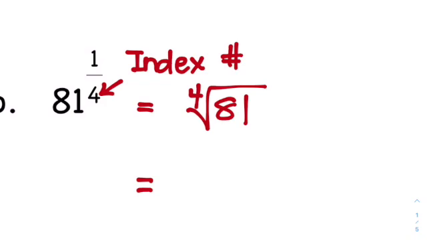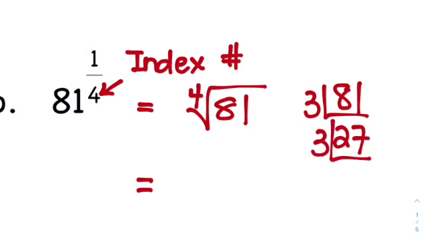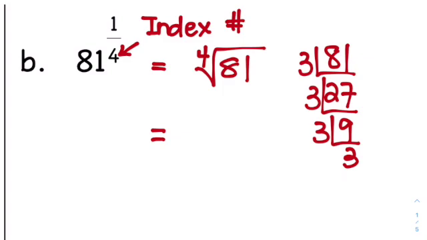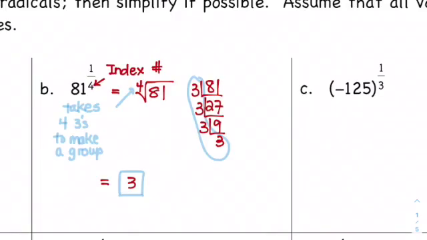So when you reduce this, you can remember 81. If I break it down, 3, that's 27, 3, that's 9, 3, and 3, and therefore there's a group of 4 of them. So it matches the 4 to make a group. So the answer will be just 3. I just want to put down it takes 3 to make a group. And that's why the answer is 3. Just to double check, you guys understand that.